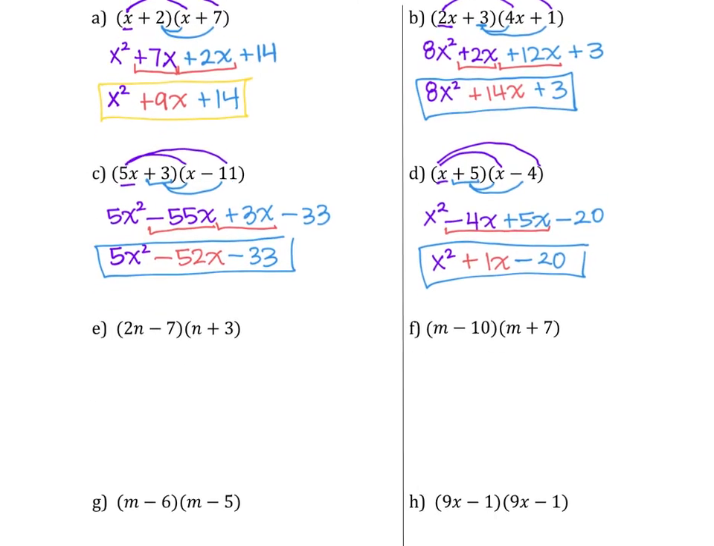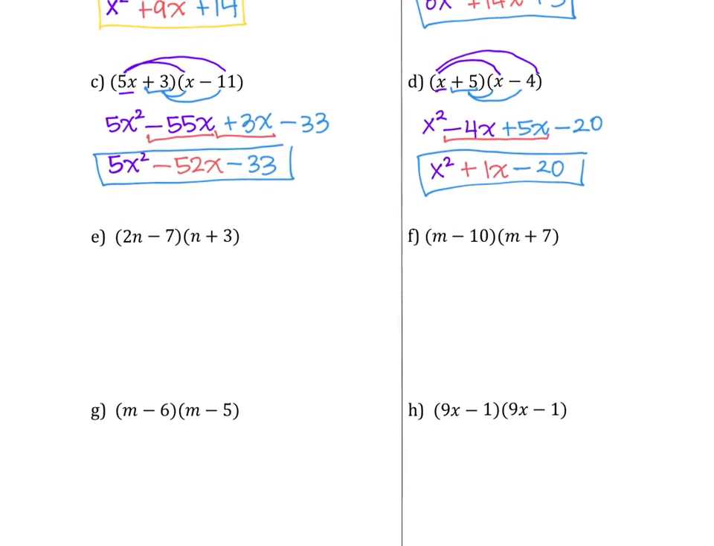Okay, for these next ones, I'm just putting a negative on the first one. I'm just playing with the negatives to make sure you have examples of each different scenario. So for E, 2n minus 7 times n minus 3. The first term in the binomial is the 2n, so I'm going to distribute the 2n to both terms in the other binomial. 2n times n is 2n to the second. 2n times 3, 2 times 3, 6, so 6n.